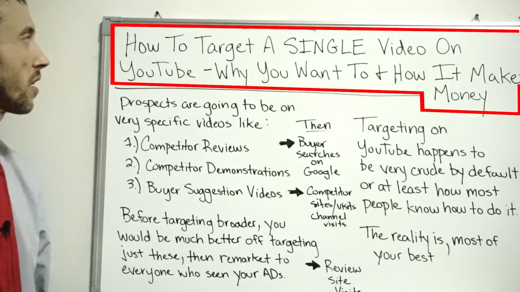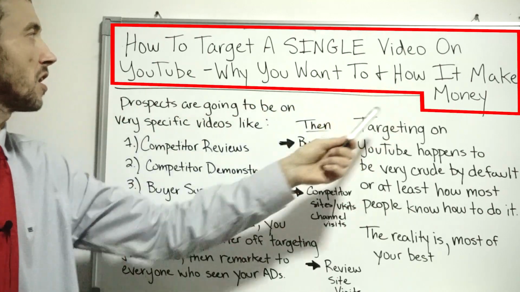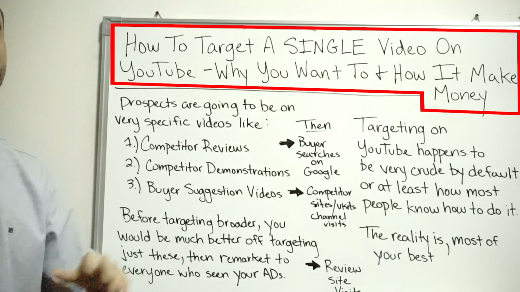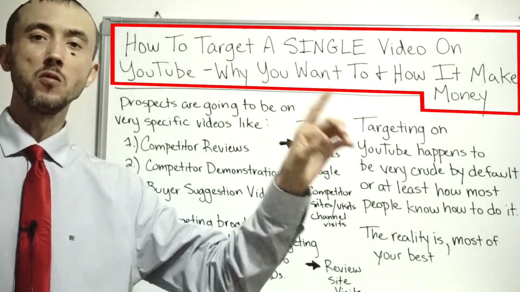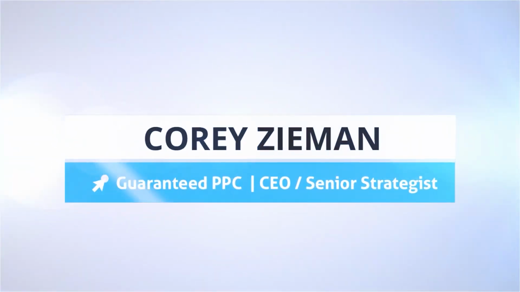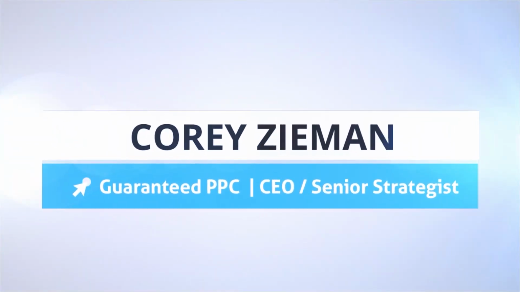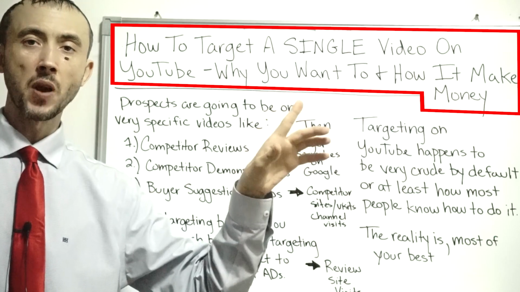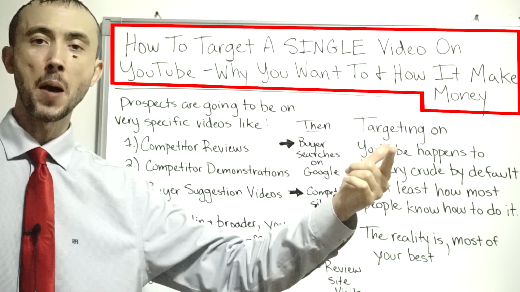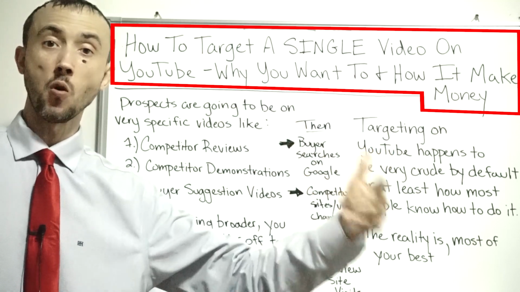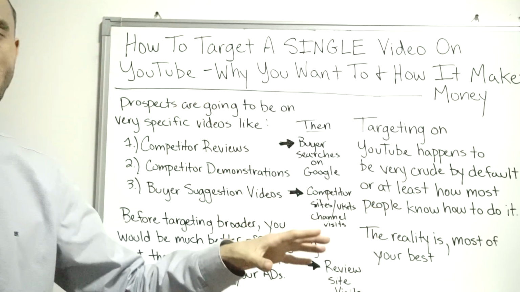Today's video, we are going to talk about how to target a single video on YouTube. And I mean literally a single video. There's a video that you know that people that would buy your product or service are watching, and you just want to get your video ad played on top of it. While they're watching that video, they see your video ad. This is going to tell you how to do it.